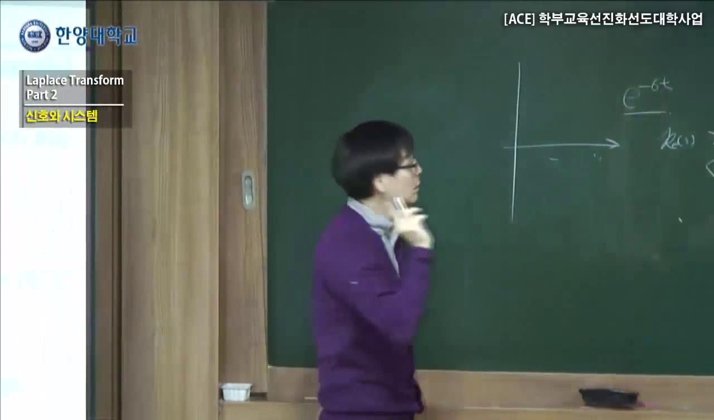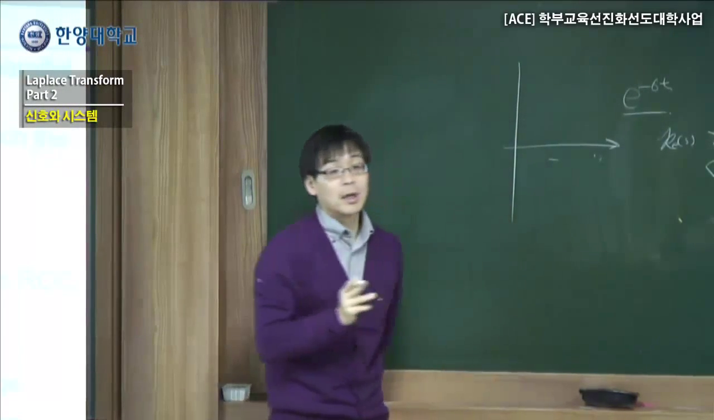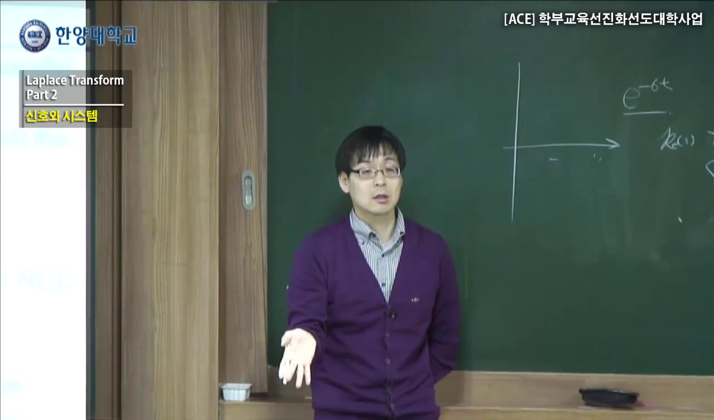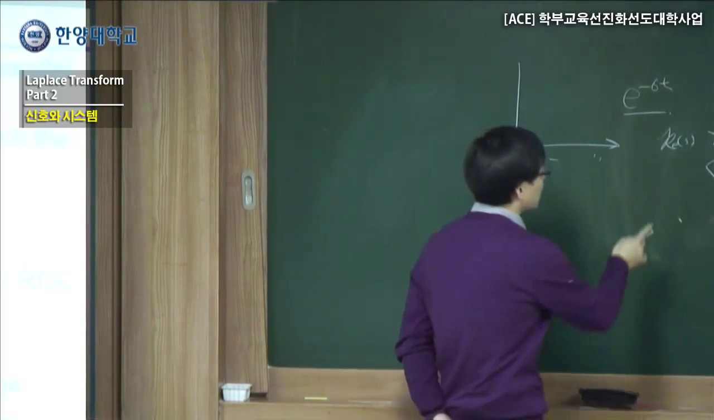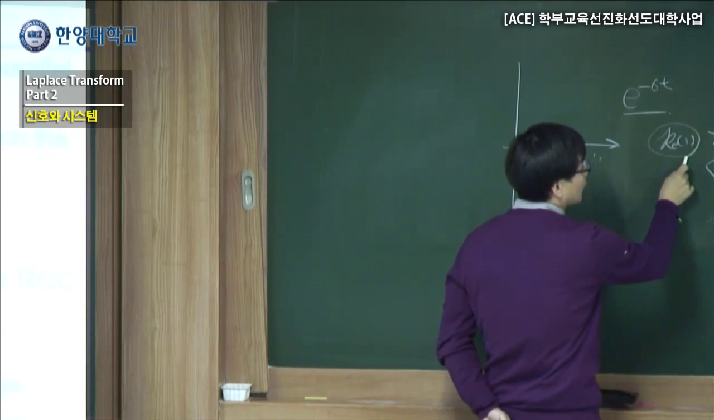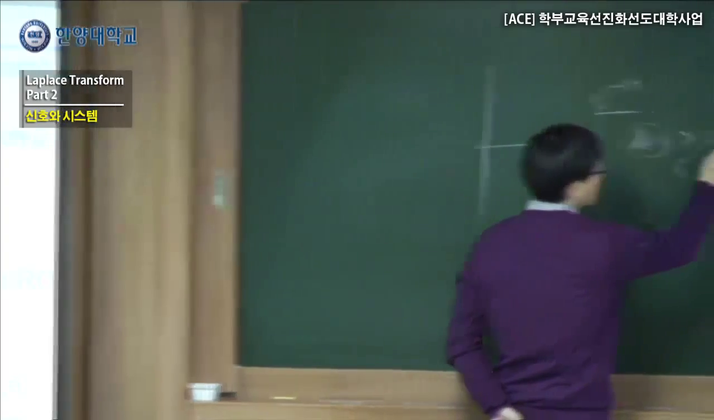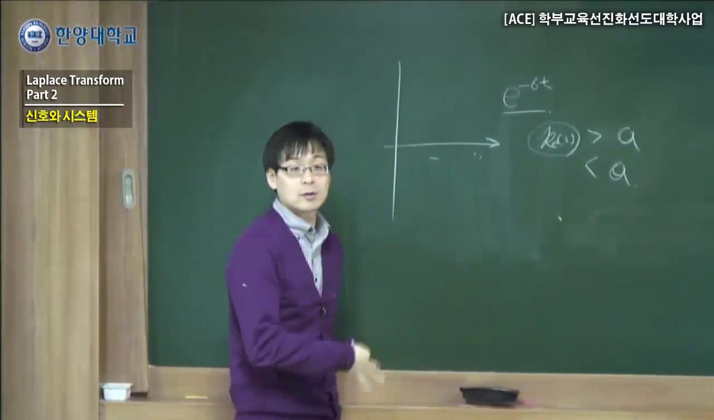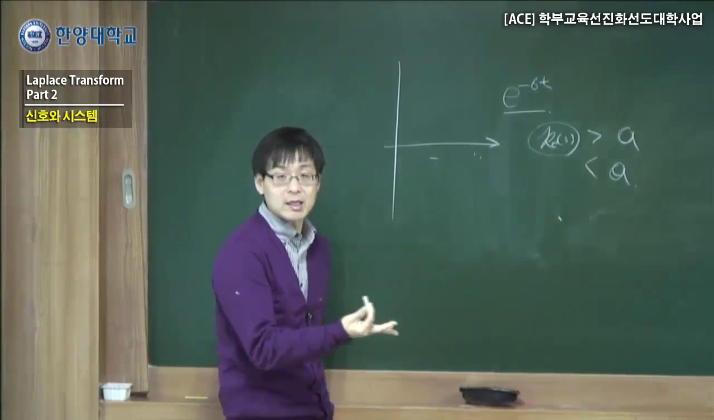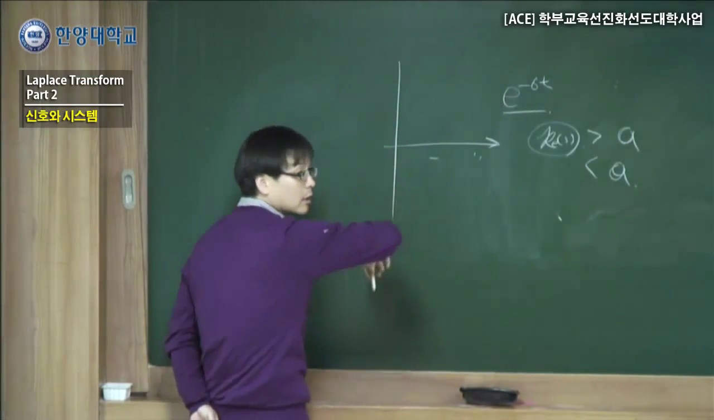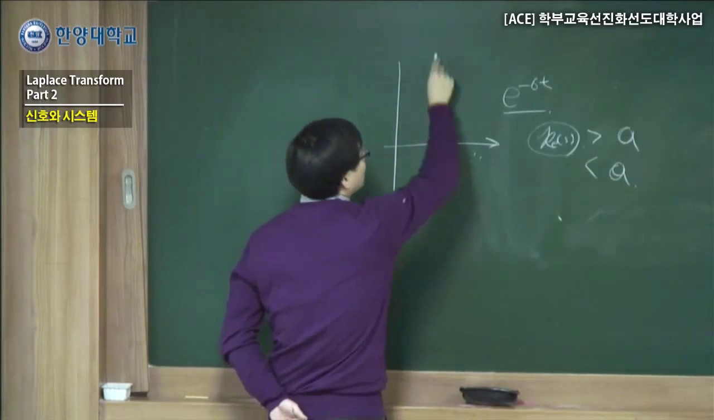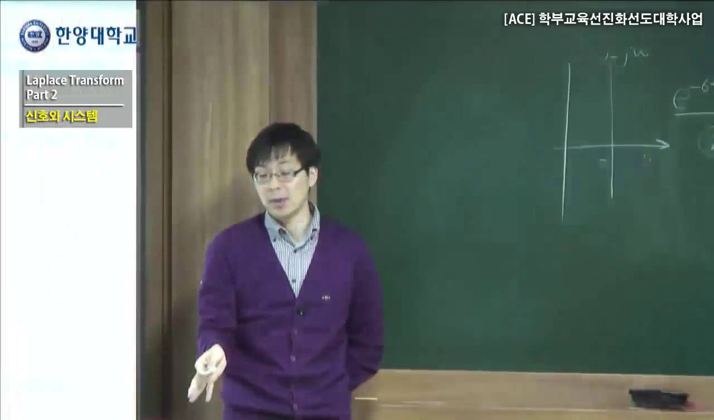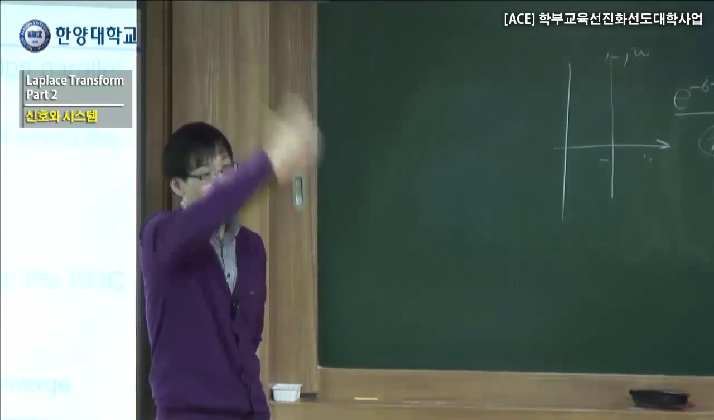Once again, real part decides convergence or not. And the real part can be given by real part of S is larger than a certain value, maybe A, I say, or smaller than a certain value. Either case, they're equivalent to a vertical line, which is parallel to our imaginary axis. That's what they say in property number one, just a vertical line.